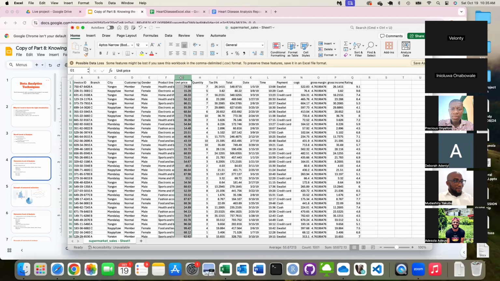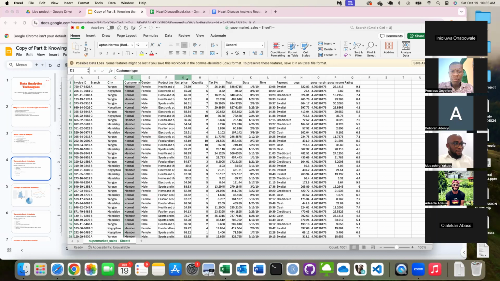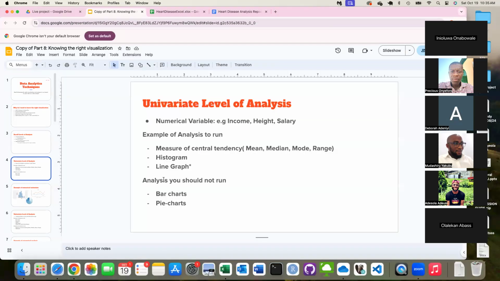So the kind of analysis you run for numerical data is different from the one you run for categorical data. In that sense, I really don't think the kind of analysis you can run for numerical data is the same as the one you run for categorical data, right? So let's just go to this sheet here, before we talk about the kind of analysis you will need to run.